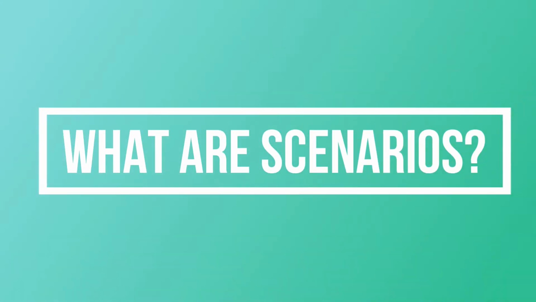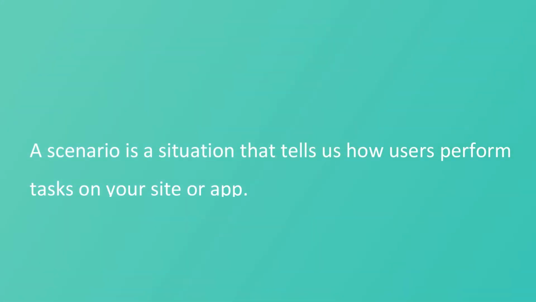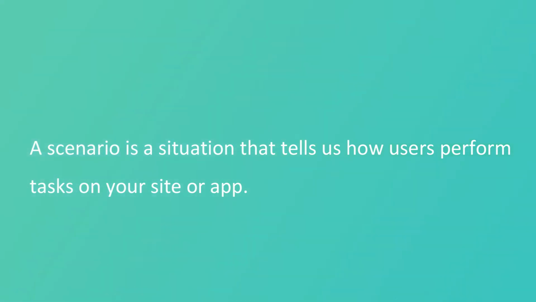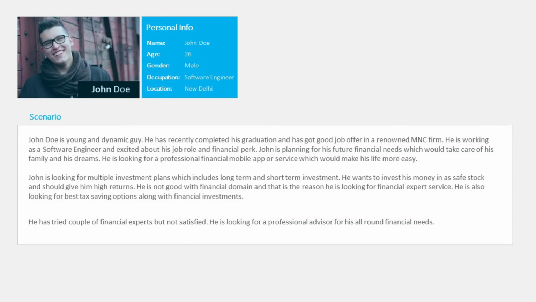So let's see another aspect of user research techniques, that is scenarios. A scenario is a situation that tells us how the user is performing a task on your given product, site, or mobile app. So for creating a scenario, let's continue with our persona example, the user that we have in our persona, John Doe. Now let's take a scenario where John Doe is trying to invest through a mobile app, or he wants to do some investments and he's looking for the best mobile app in the market.